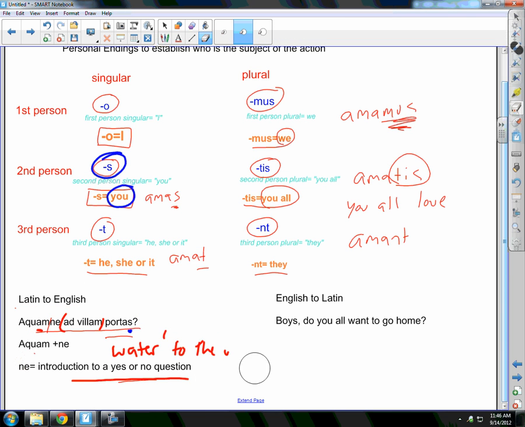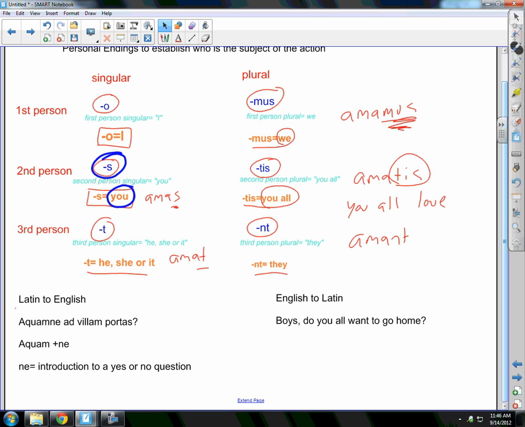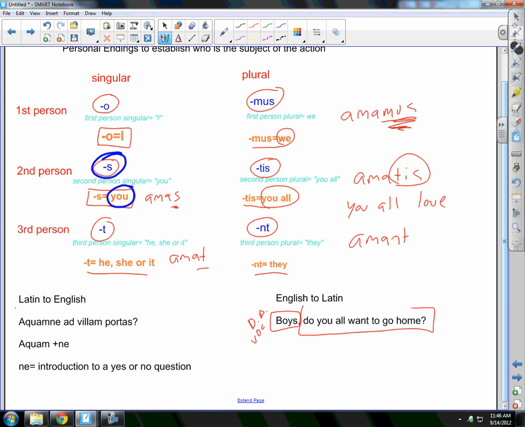When I'm going the other way, when I'm going English into Latin, I have to find the subject of the sentence. Boys, do you all want to go home? Boys is an attention getter, so that's going to be a direct address, and we know that direct address is vocative case. Here's the main part of the sentence. Where's the subject? Do is not the subject. You all is the subject. Well, if I look up here to my personal endings, it looks like to me that TIS equals you all. That tells me that the verb that I use here has to end in TIS.